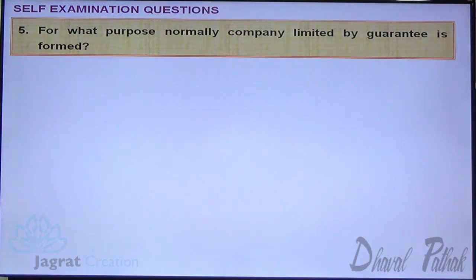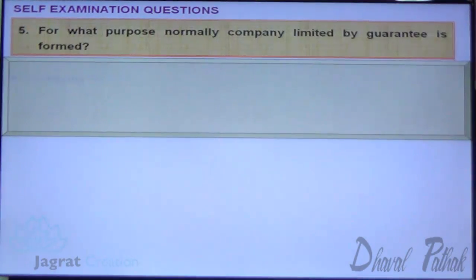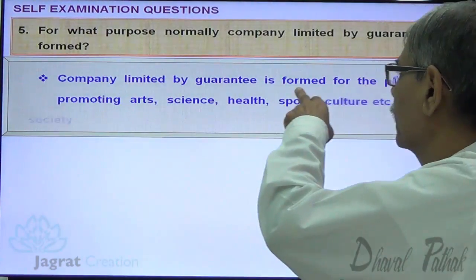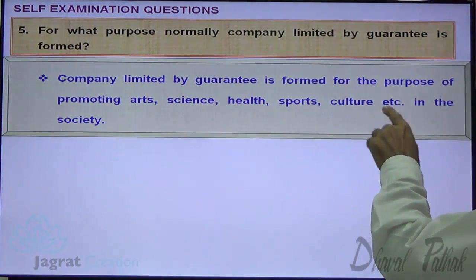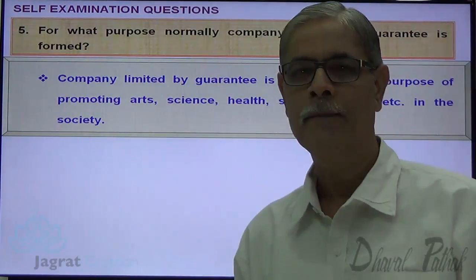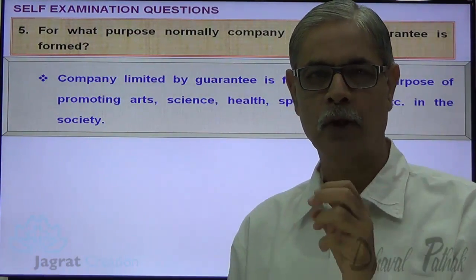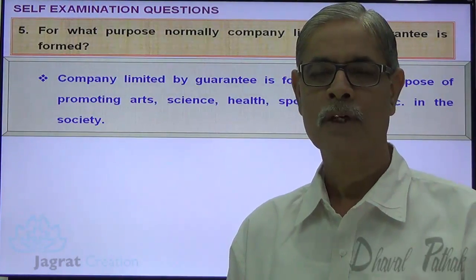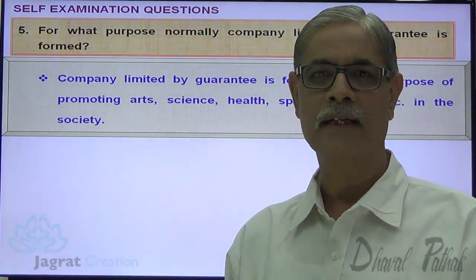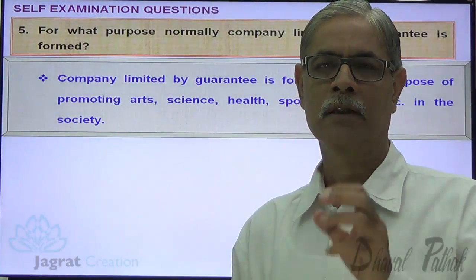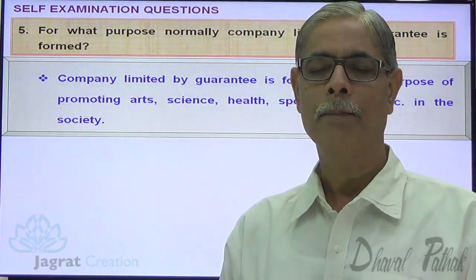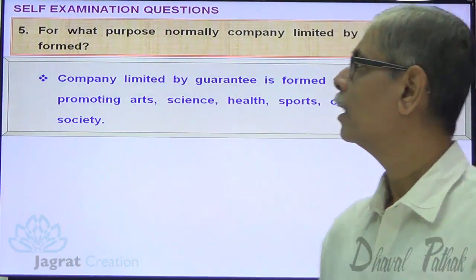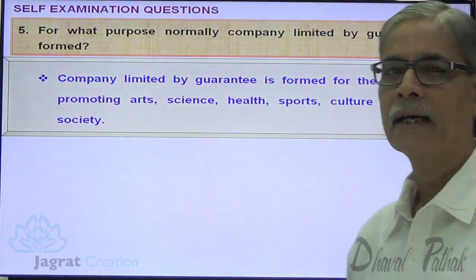For what purpose is a company normally formed as a company limited by guarantee? A company limited by guarantee is formed with the purpose of promoting art, science, health, sports, culture, etc. in society. If the company is promoted with philanthropic purposes, such as promotion of art, science, health, etc. in society, the promoters of the company give a guarantee, and such types of companies are known as companies limited by guarantee. Next.